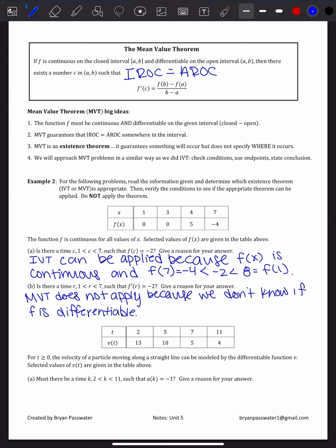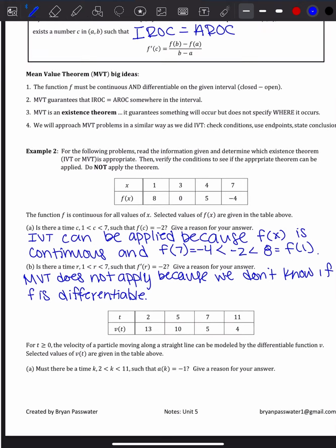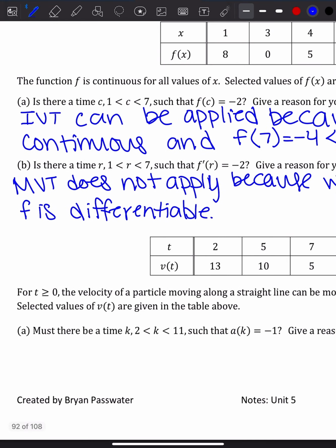Okay. For t greater than or equal to 0, the velocity of a particle moving along a straight line can be modeled by the differentiable function v. Selected values of v of t are given in the table above. Must there be a time k where 2 is less than k, which is less than 11, such that a of k is equal to -1? Okay, so one of the things is that it said it's differentiable, so we are going to be able to look into this a little bit more.